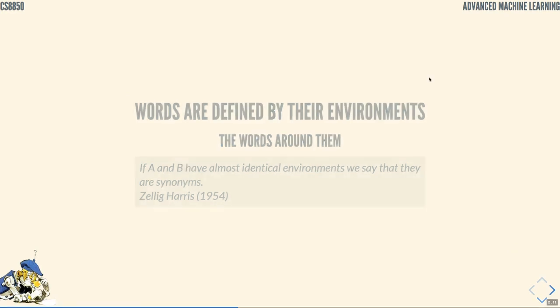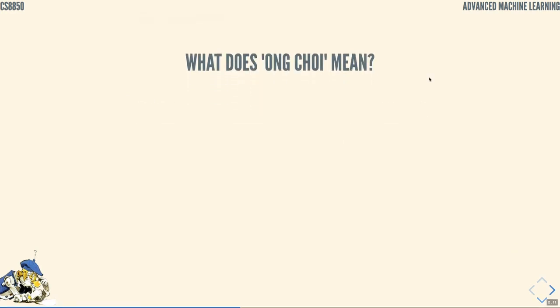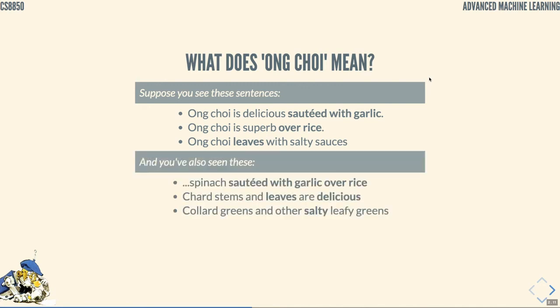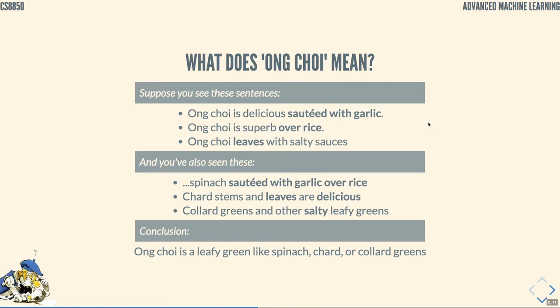Here's an example. What does ong choi mean? Suppose you see these sentences. Ong choi is delicious sautéed with garlic. Ong choi is superb over rice. Ong choi leaves with salty sauces. And then, suppose you've seen these: spinach sautéed with garlic over rice. Chard stems and leaves are delicious. Collard greens and other salty leafy greens. The conclusion is, ong choi is a leafy green like spinach, chard, or collard greens.